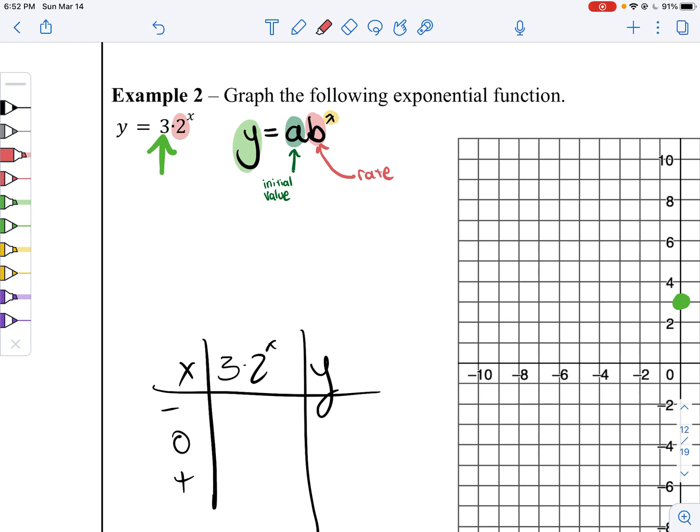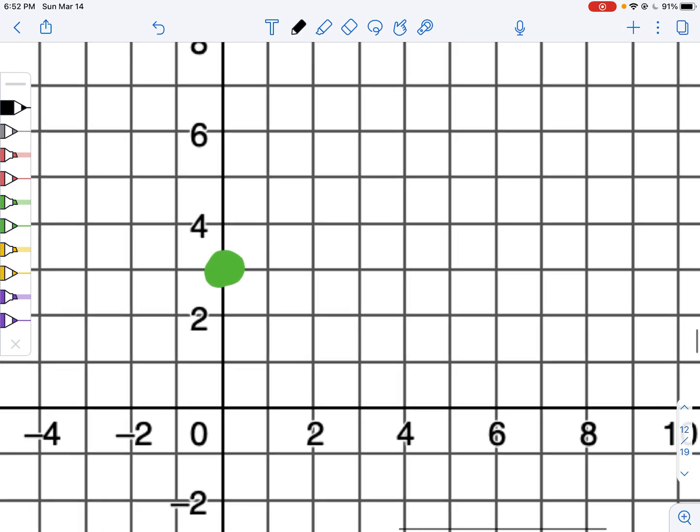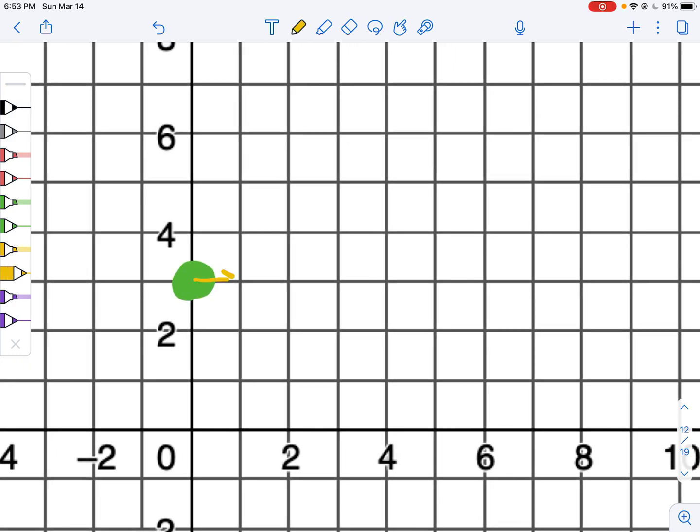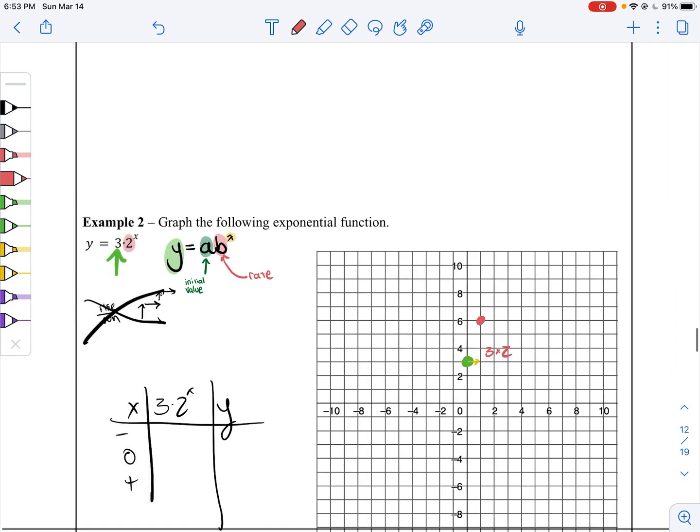and multiply times 2. So instead of having a slope, we're used to having lines where you have rise over run. I did this in the wrong color, but you remember slope being rise over run, and you go up something over 1, up something over 1. We're not doing that here. We are multiplying. So we're going to take our previous guy, and as we go over 1, we're going to multiply times 2. So we need 3 times 2, which is 6, because our rate is 2.